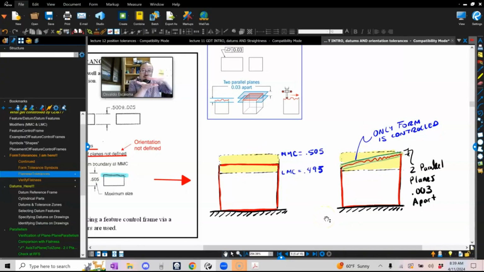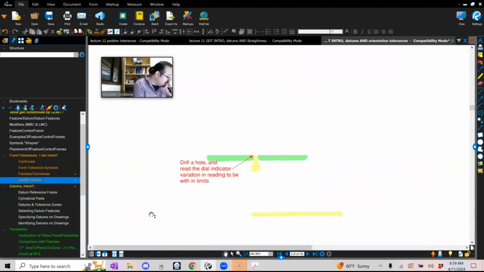Because I'm just saying, you know what, the surface needs to be flat. Can be like this, can be like this, can be like this, up, down, twisted. But as long as they fit within this yellow zone, which is the MMC and the LMC, you are controlling the form. How do you verify flatness?